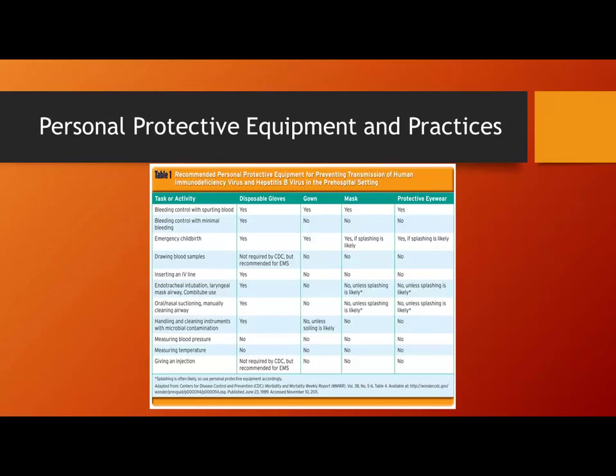Even something like AIDS. As long as that patient is not squirting blood to where I'm going to be covered in their blood, I can wear gloves and treat that patient just like I would a patient that's not infected with HIV or AIDS, right?